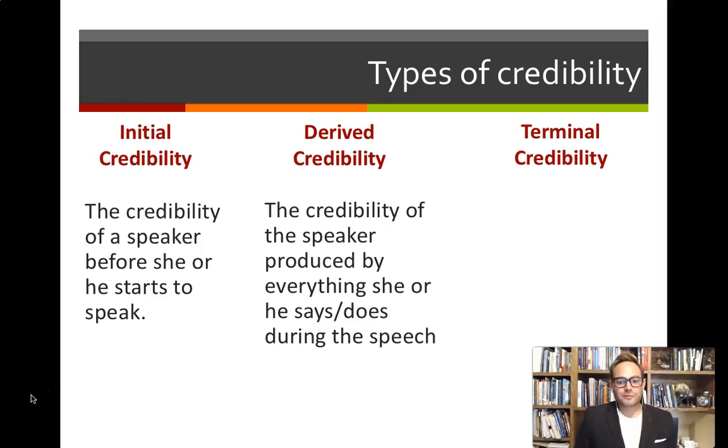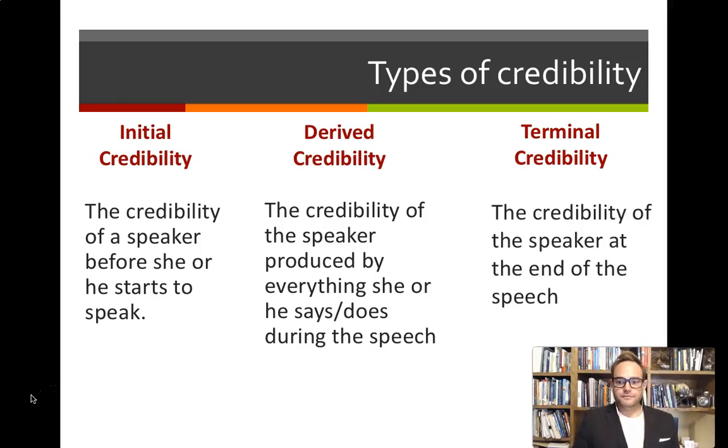The derived credibility, this is the credibility of the speaker as it's produced by everything the speaker does or says during the speech. So everything that you do or say in a speech is going to influence the audience's perceptions of your credibility. And then terminal credibility is the credibility of the speaker at the end of the speech.